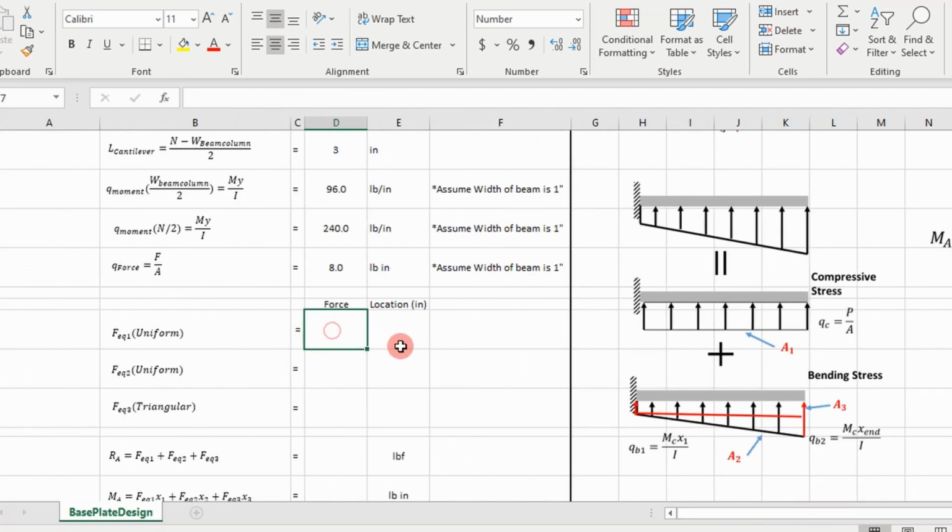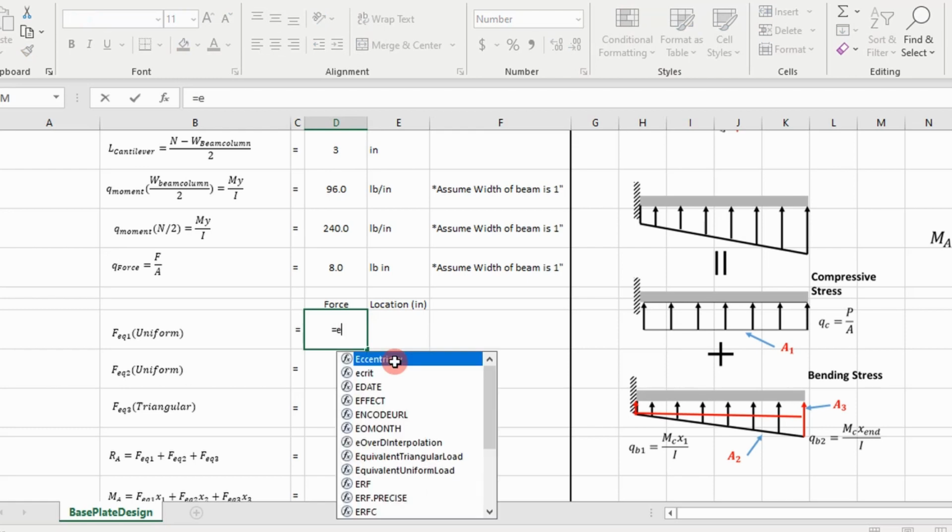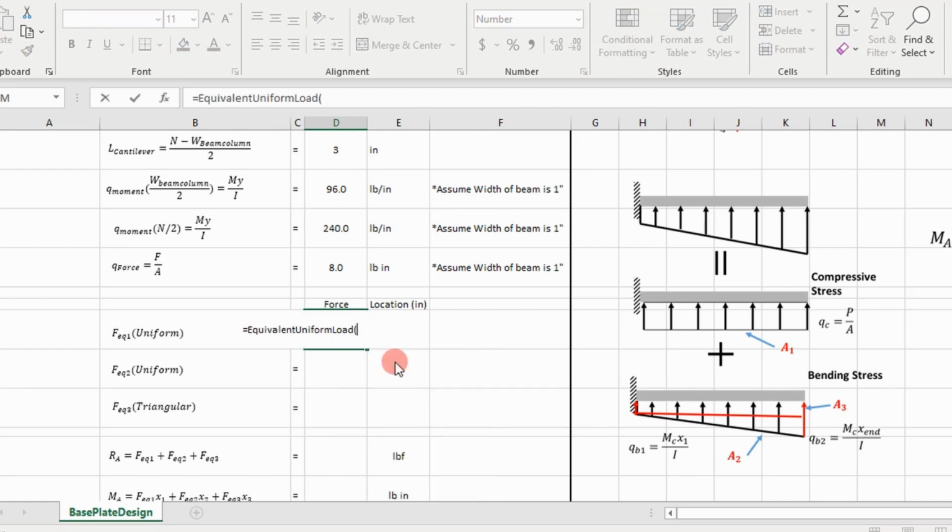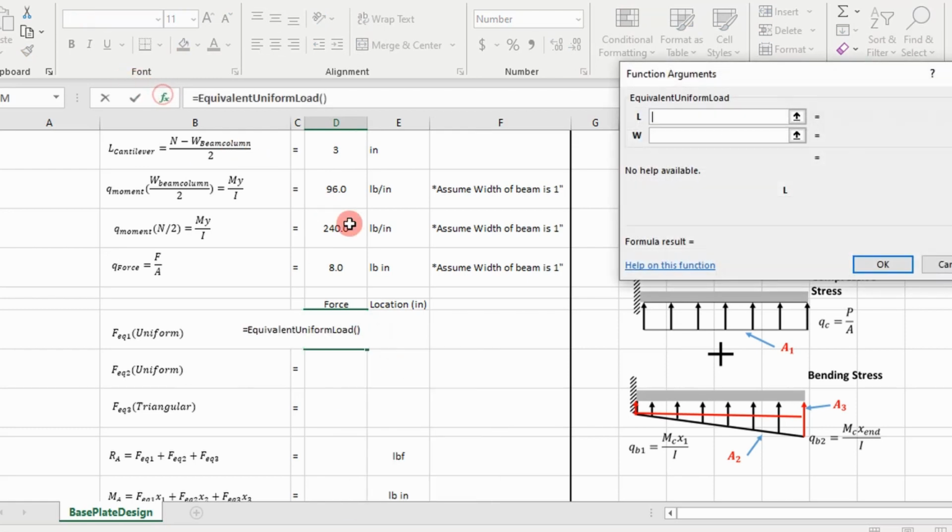So to do that, I wrote a VBA function, and what we're doing is we're just calculating the area under the curve, and then we're finding the location at which that equivalent force happens. So for this uniform load right here, the VBA function is equivalent uniform load, and we'll go into this code.